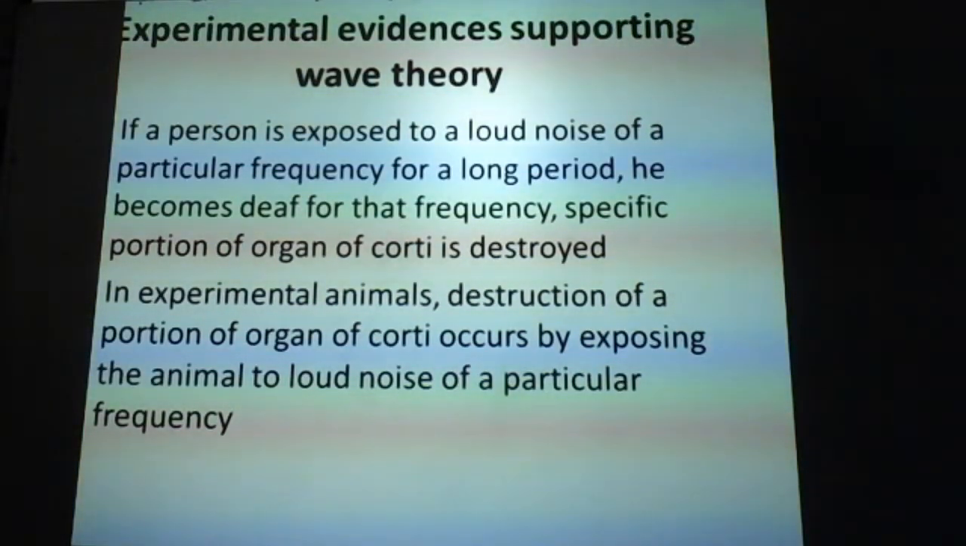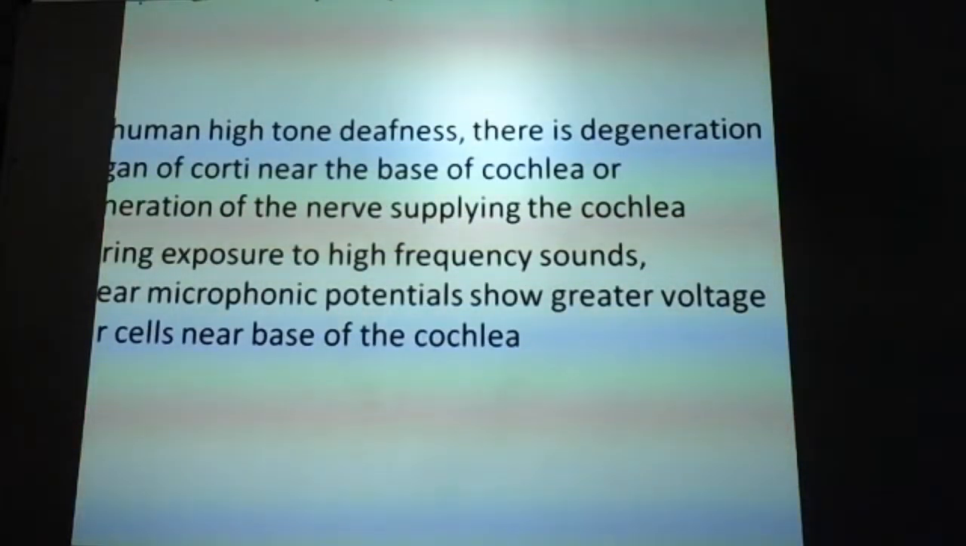That means only a specific portion of the organ of Corti is destroyed, not all of it, the portion for the frequency of that particular sound. Similarly, studies in animals, where a particular portion of the organ of Corti is destroyed by exposing the animal to a loud sound of a particular frequency, show that only that portion is damaged. And in humans, high tone deafness involves degeneration of the organ of Corti near the base of the cochlea, or degeneration of the nerve supplying the cochlea.